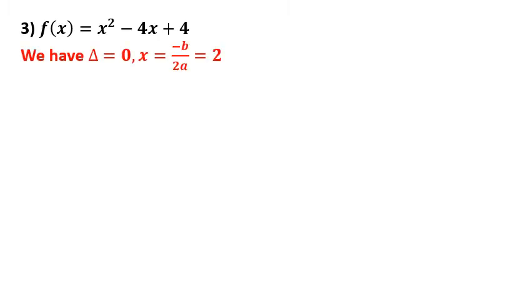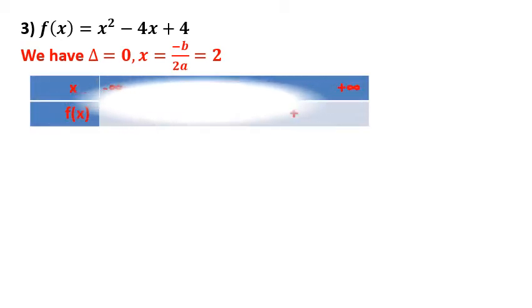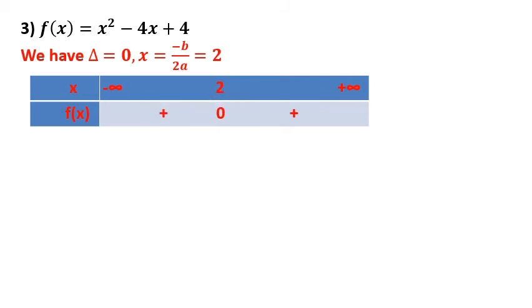Part 3. f of x equals x power 2 minus 4x plus 4. We have delta equal to 0. Then we have a double root, x equals minus b over 2a, equal to 2. Then we draw the table of sign of f. Its domain is minus infinity to plus infinity. The root is 2. Since we have one double root, then before 2 and after 2, f has the same sign as a. A is 1, it's positive, then it's plus plus.